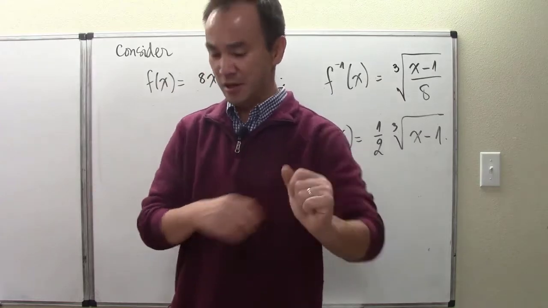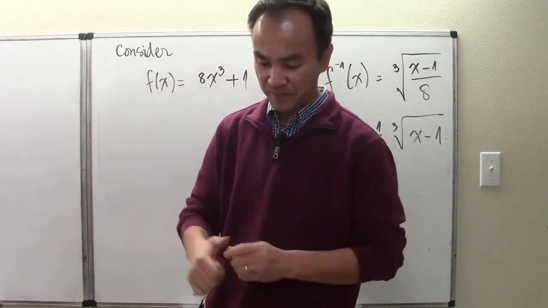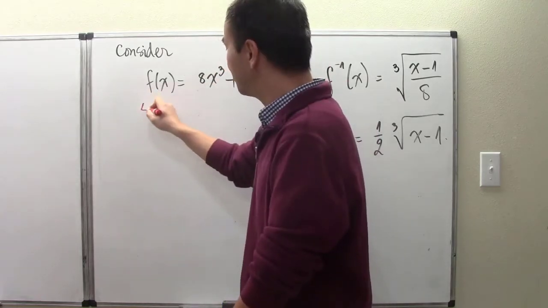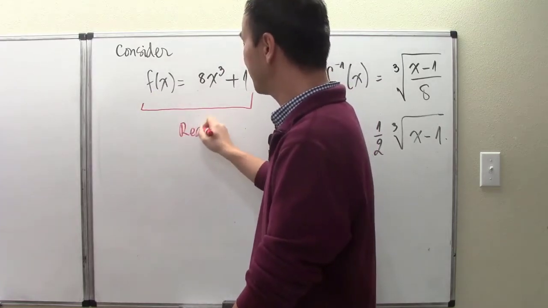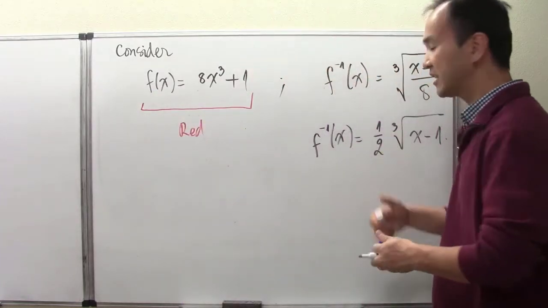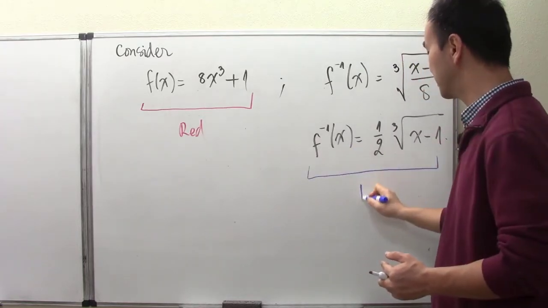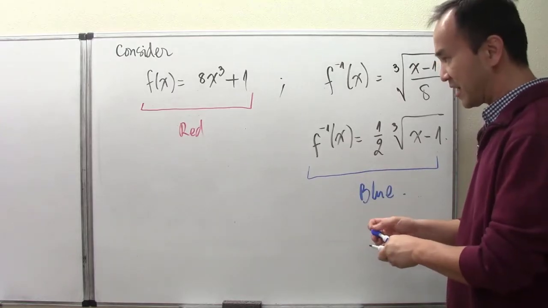Before I show the graph, let me set out a couple of conventions to clearly organize our work. I'm going to show the graph for the original function in red, and the inverse function I'm going to show in blue. All right, that's what it is.